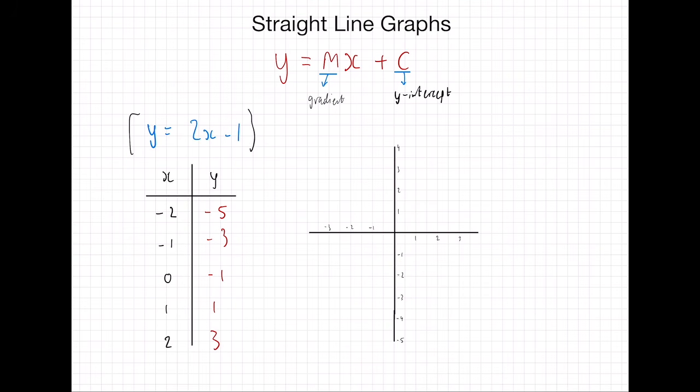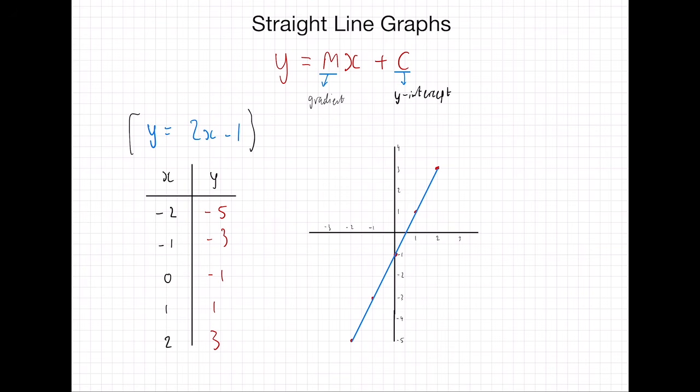So as you can see, at 2, we have the coordinate 3, so I'm going to plot that one there. Then 1, 1; 0, -1; -1, -3; and -2, -5. As you can see, that creates a nice straight line, and we can go and complete that.